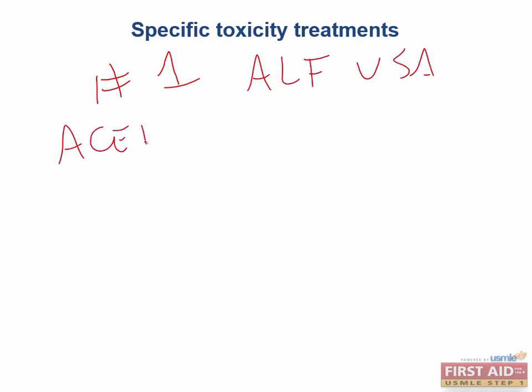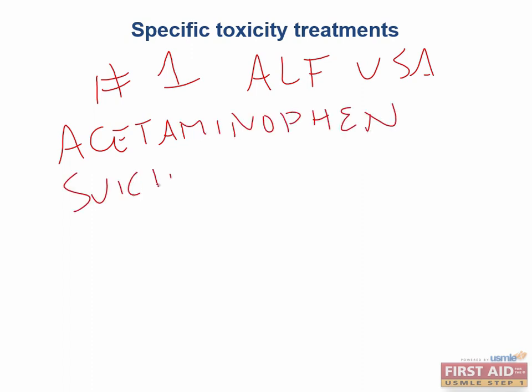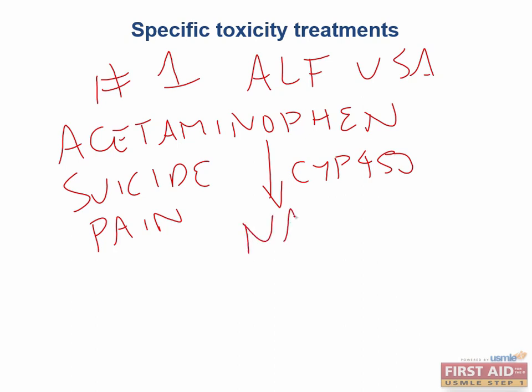and that is acetaminophen overdose. Now, whether it's suicide or someone accidentally taking too much for pain control issues, you should probably be on the lookout for this on your exams and in real life. It happens. Acetaminophen is broken down by CYP450 enzymes in the liver to a very toxic metabolite called NAPQI.